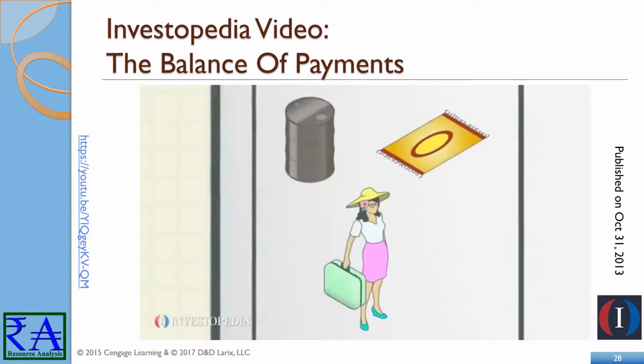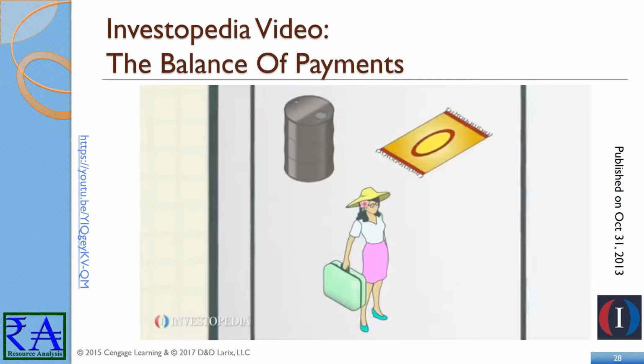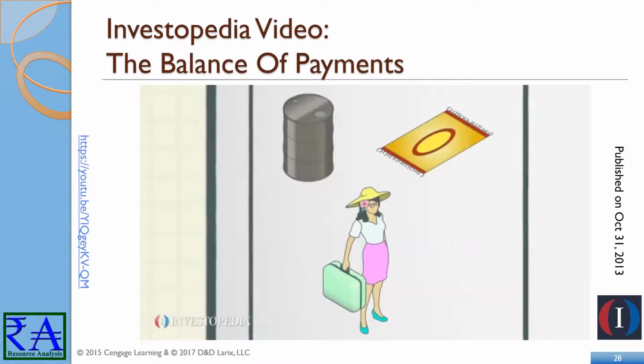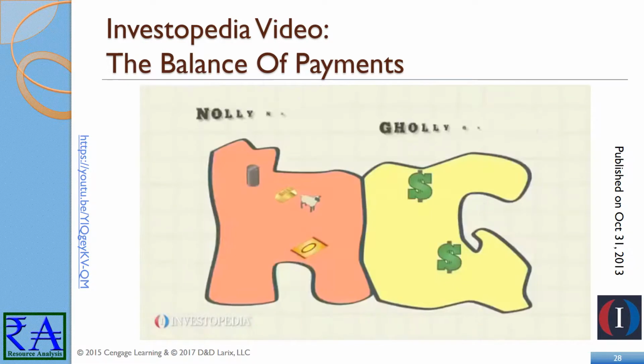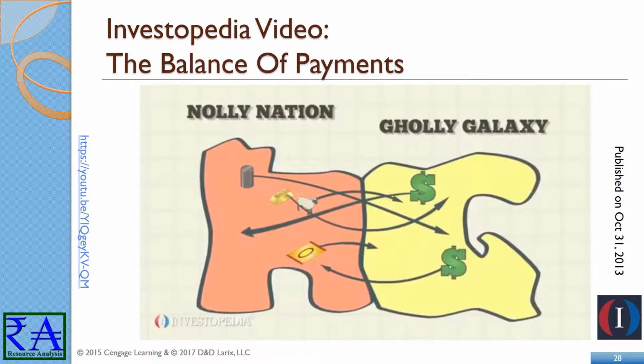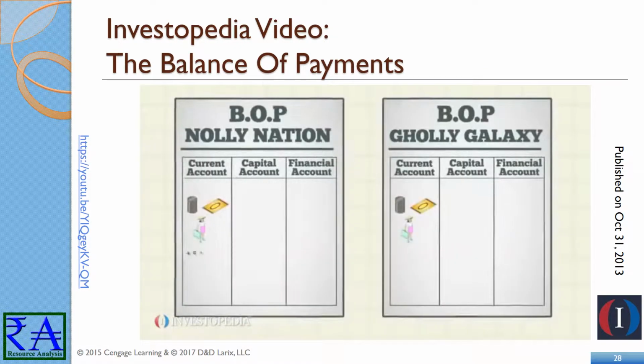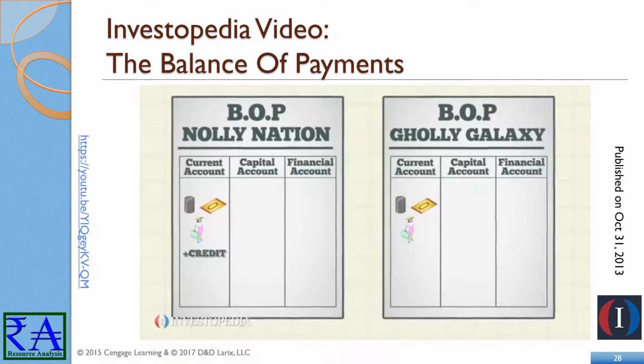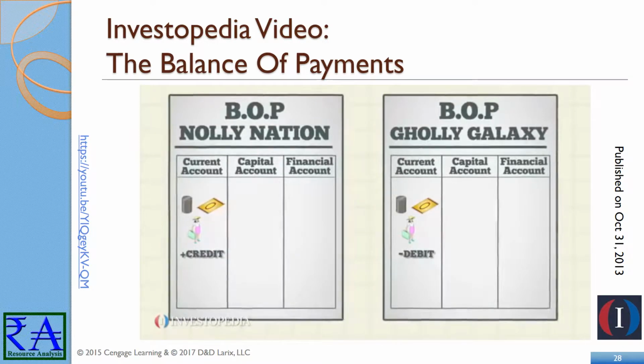The current account includes any exchange of finished goods and services, such as tourism, for consumption purposes. When Nali Nation sells goods or services to Gali Galaxy, the payments made to Nali are recorded as a credit to Nali's BOP and a debit to Gali's BOP account.